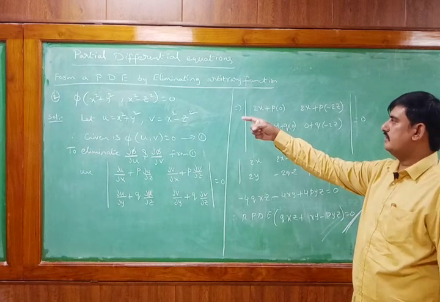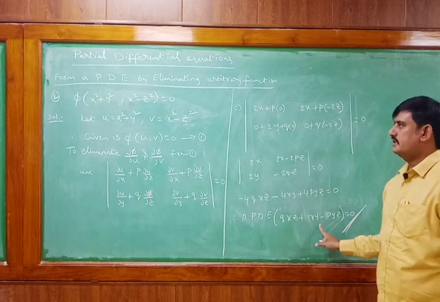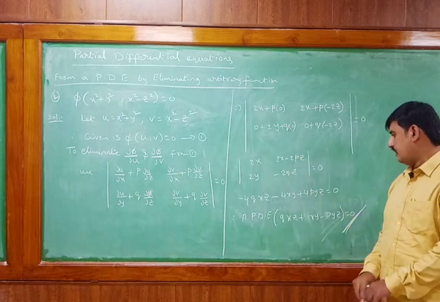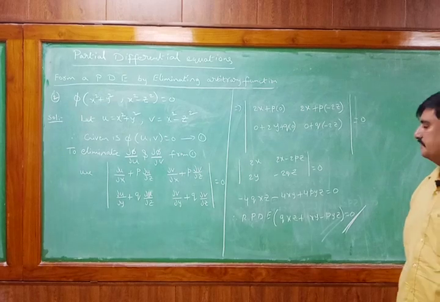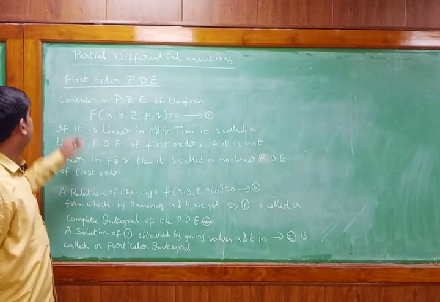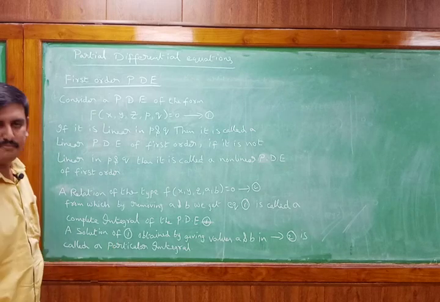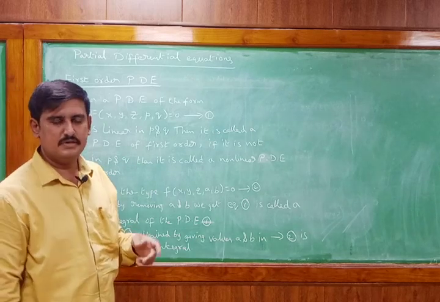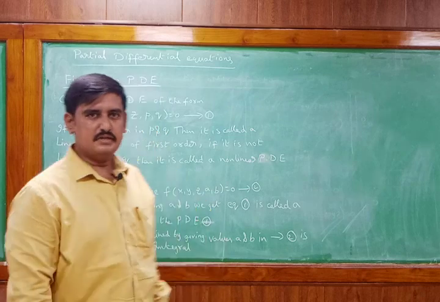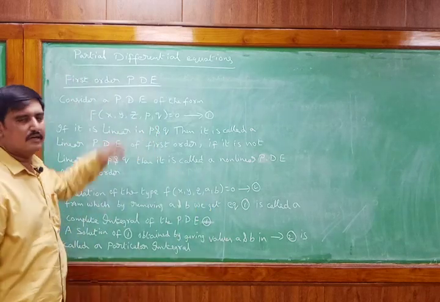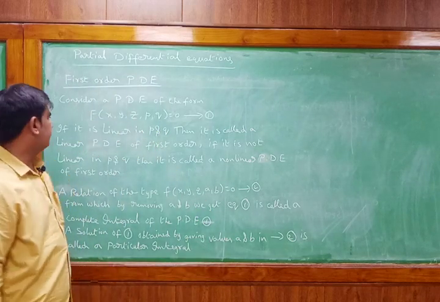So we converted the function into a partial differential equation by eliminating the arbitrary function. Now next topic, first order partial differential equation. So we successfully completed formation of PDE by eliminating arbitrary constants and eliminating arbitrary functions. Now we will see what is a first order partial differential equation.